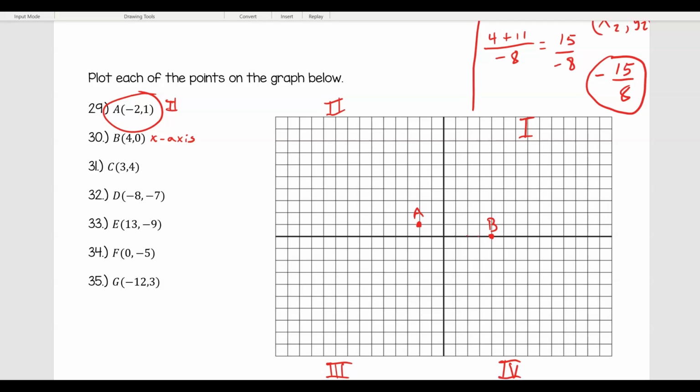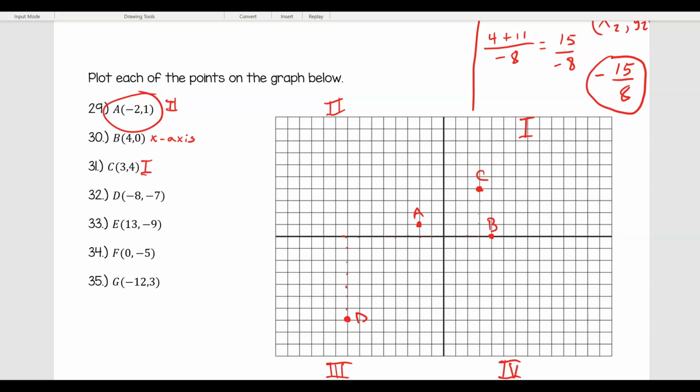The point 3, 4, that means to go to the right 1, 2, 3, and go up 4. 1, 2, 3, 4. Okay, so that is point C. That's in quadrant 1. Now for point D, we're going to go to the left 8. 1, 2, 3, 4, 5, 6, 7, 8, and we're going to go down 7. 1, 2, 3, 4, 5, 6, 7. That's where point D lives.